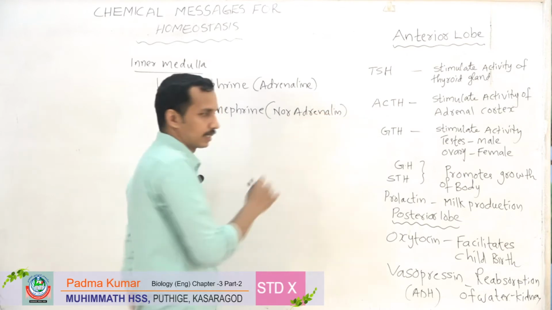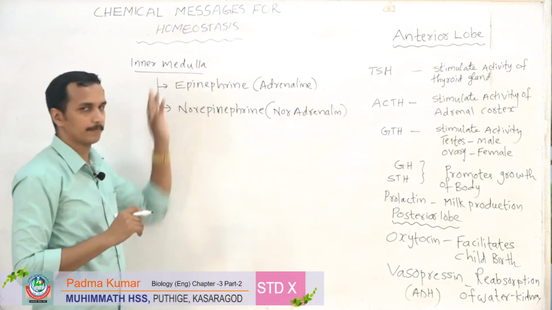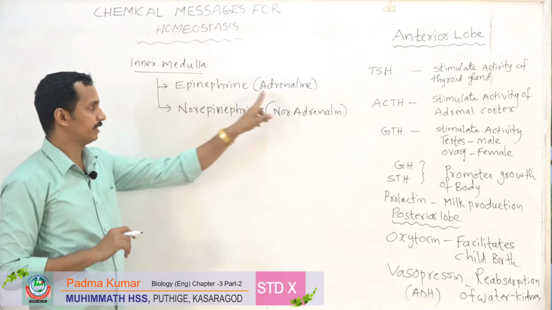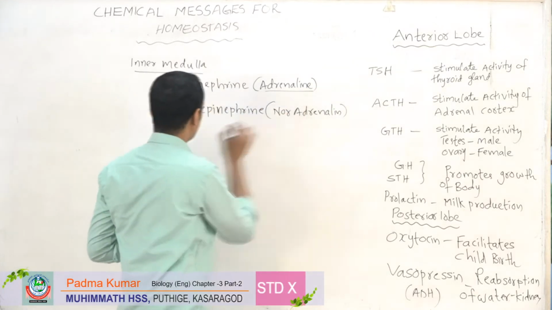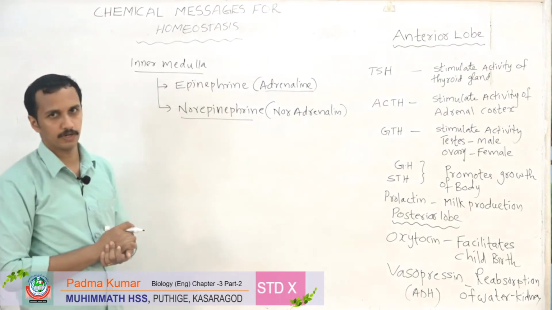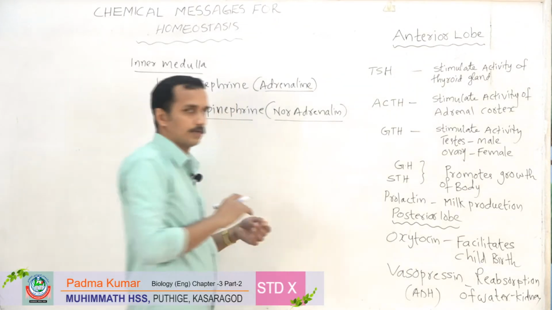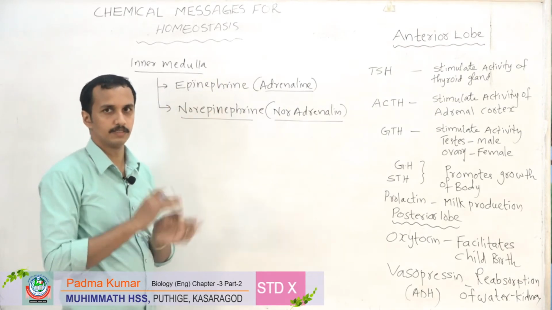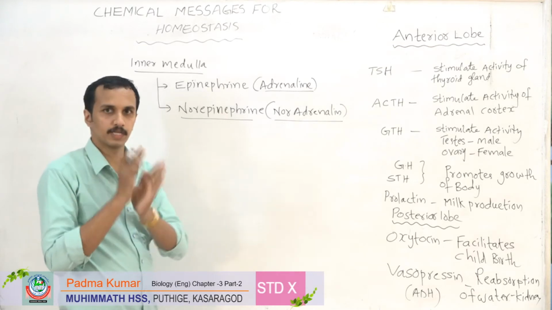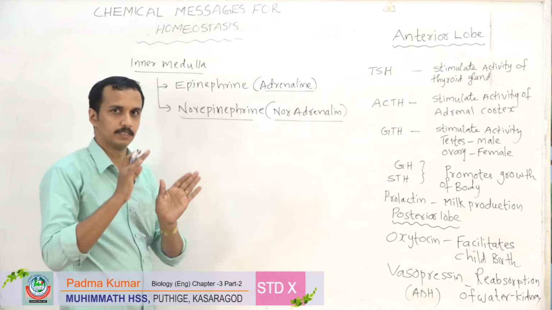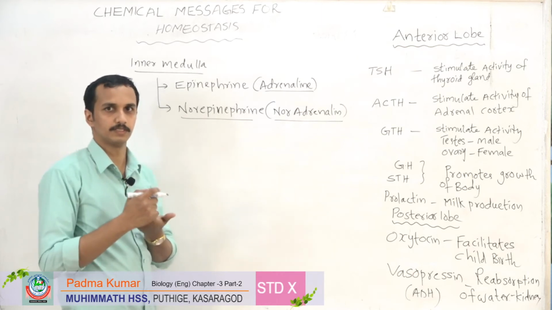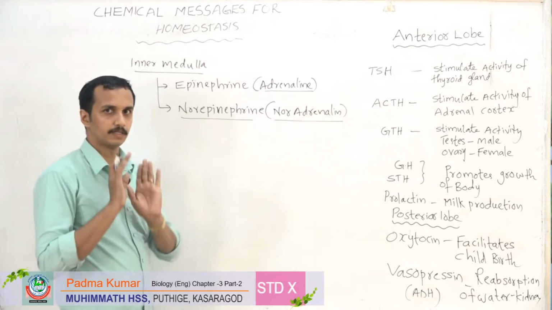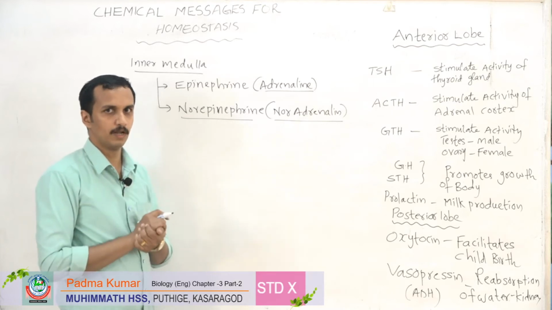So there are two hormones secreted by the inner medulla region of the adrenal gland. The first one is called epinephrine, also called adrenaline, and the second is norepinephrine, also called noradrenaline. We have already discussed that they are associated with emergency functions. They help our body fight against emergency situations. In such conditions, our adrenal gland becomes very active and secretes hormones into our blood.